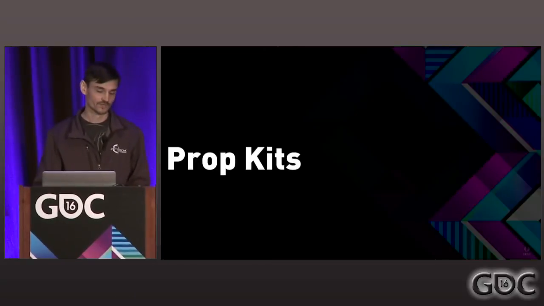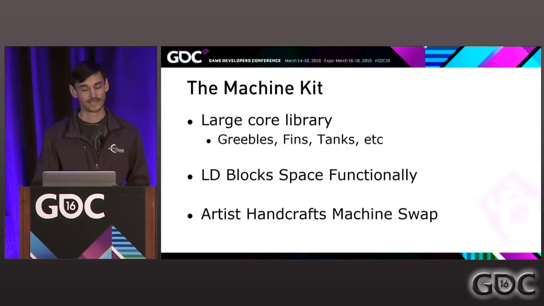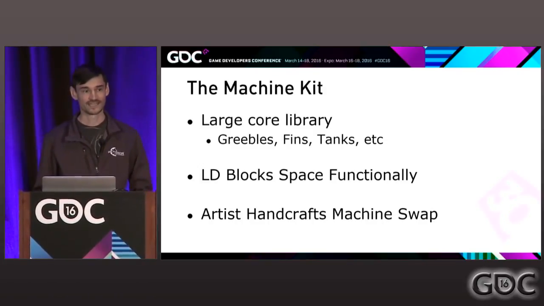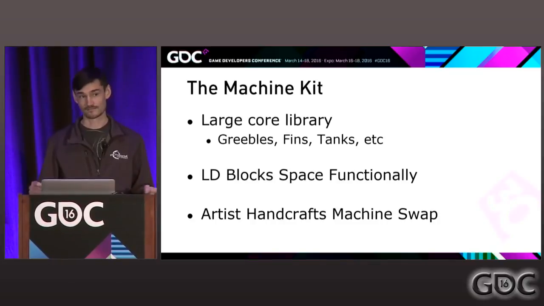But the modular workflow is useful for more than just architecture. You can also use it for props and things like that. And one of those things that we built is the machine kit. And there's this large library of parts of greebles and fins and tanks and pipes. And an LD can just block out an area and say, I want a machine here. And then an artist can come and do that.